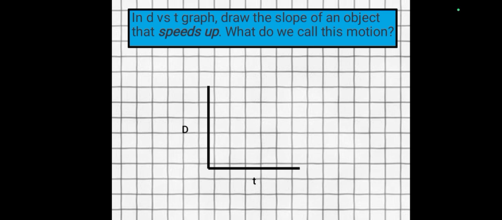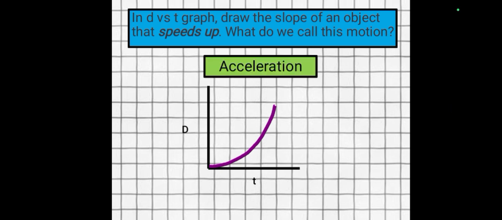Now, another scenario here. In the distance versus time graph, draw the slope of an object that speeds up. And what do you call this motion? Our answer here is okay. So that curved line going up means it's moving at different speeds. Basically, it speeds up. It's getting faster and faster. And what do you call this motion? Yes, change in speed is known as acceleration, or the change of speed per unit of time.